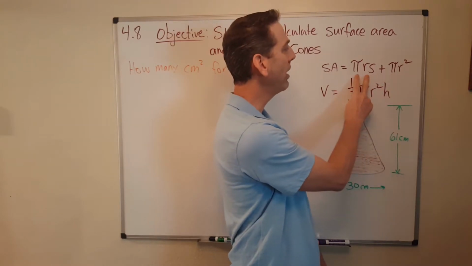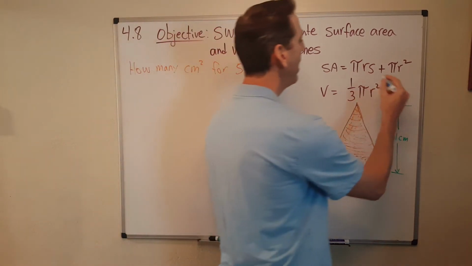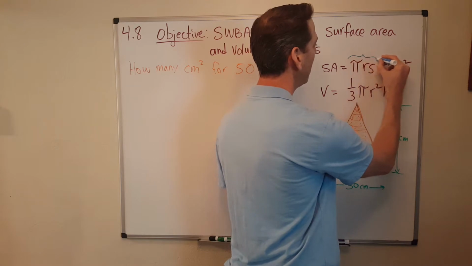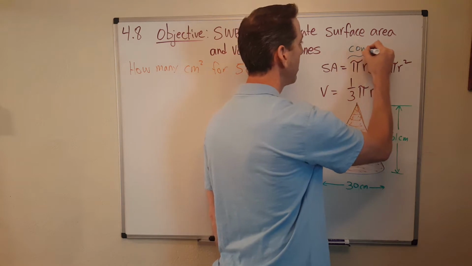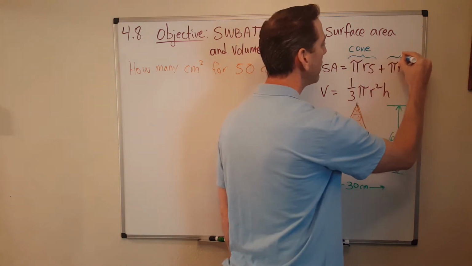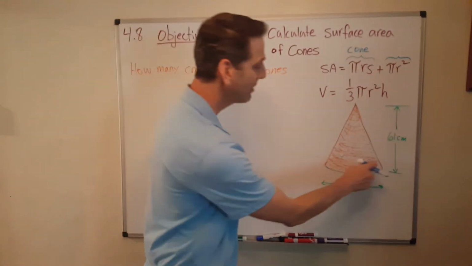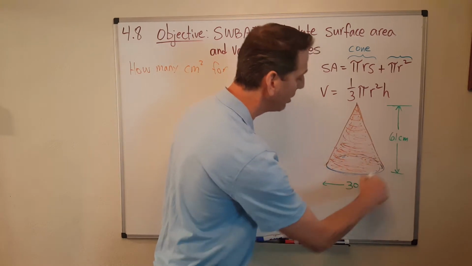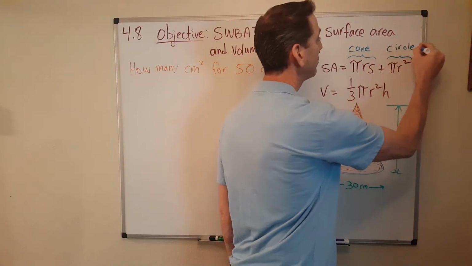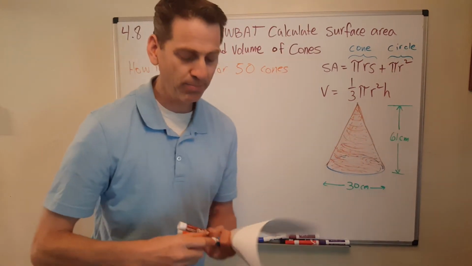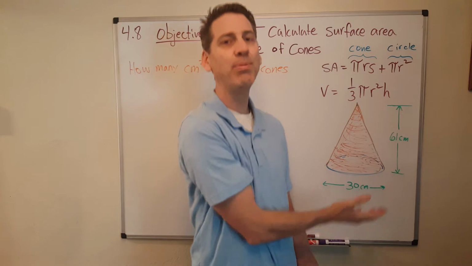I have pi r s plus pi r squared. Pi r s is the cone part of the surface. Pi r squared, if you remember, is the formula for the area of a circle. That's going to be the circular area, the bottom area. That's important on problems like these because we're painting the cone orange, but we're painting the bottom black.